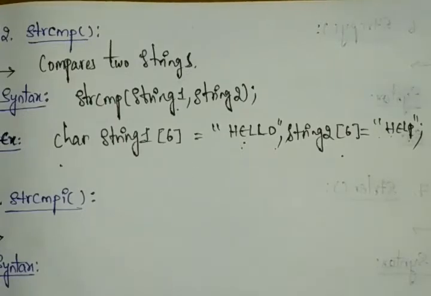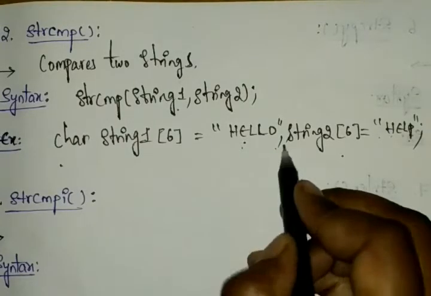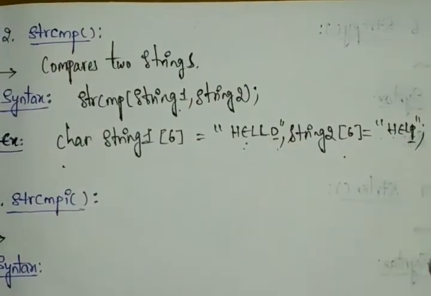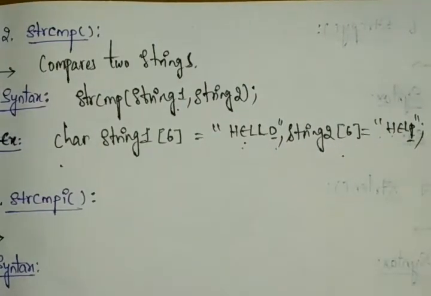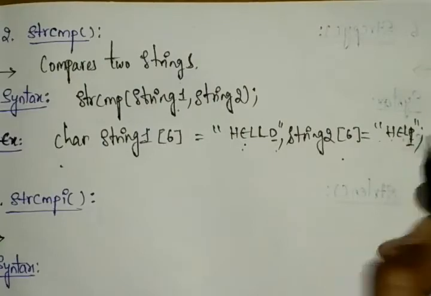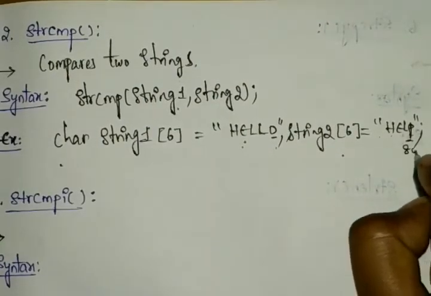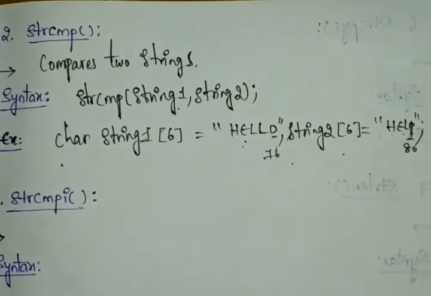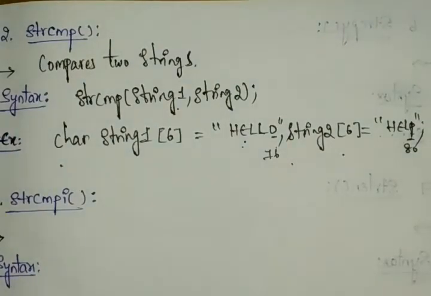You can see clearly in "hello", looking at the last alphabet, P has the ASCII value 80 and O has the ASCII value 76.